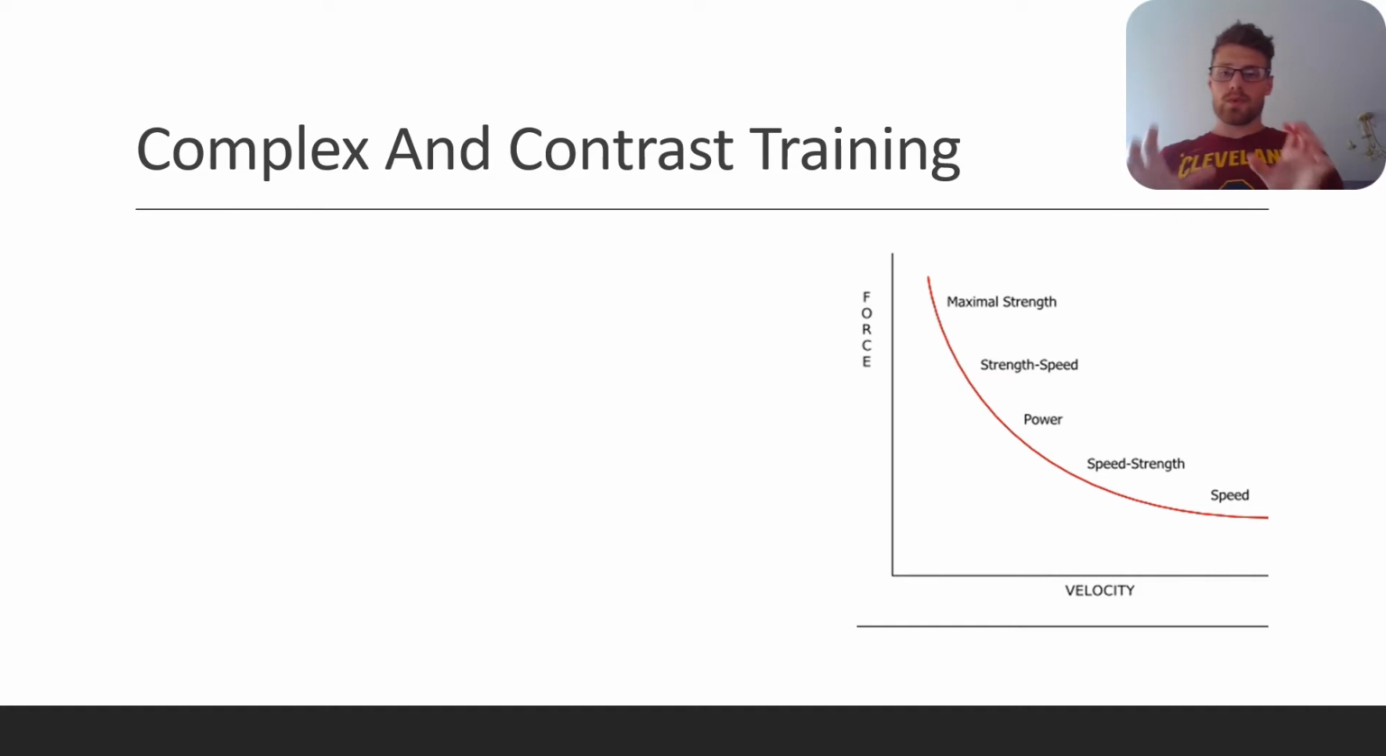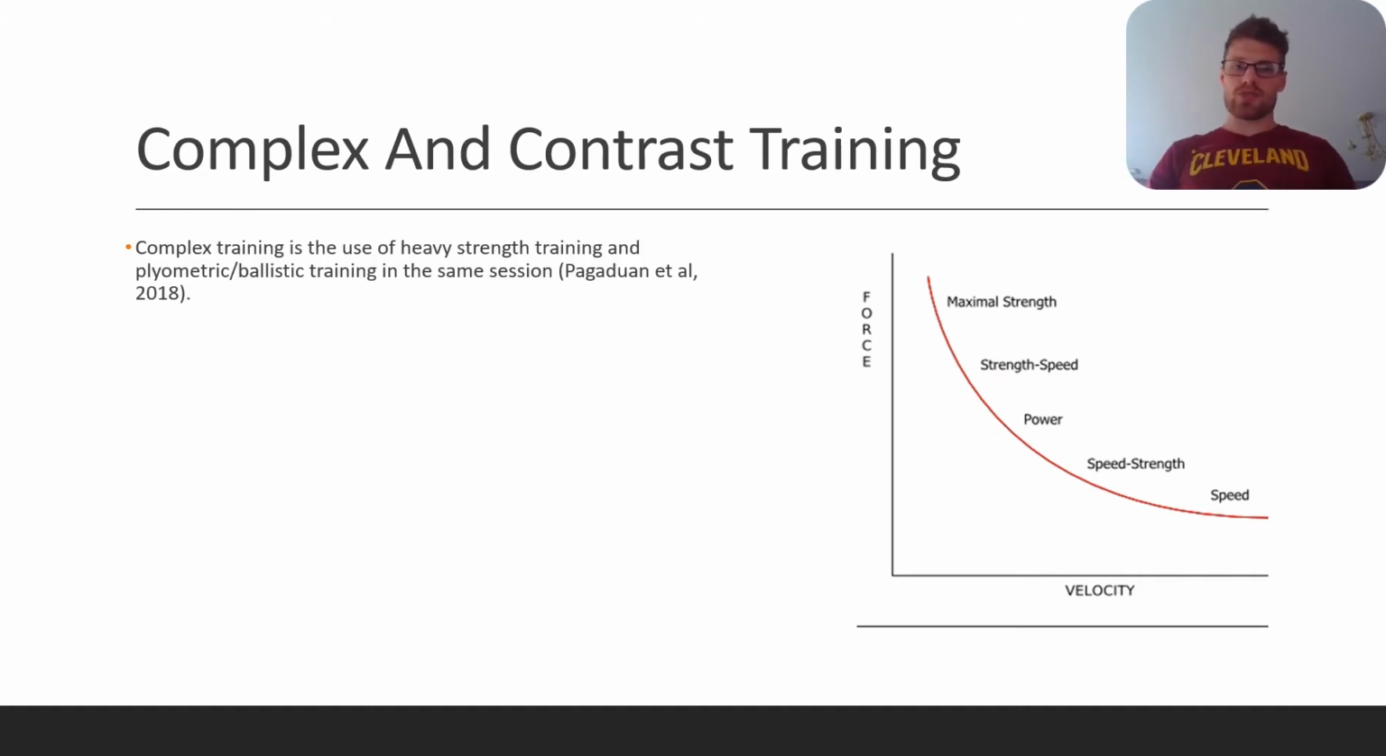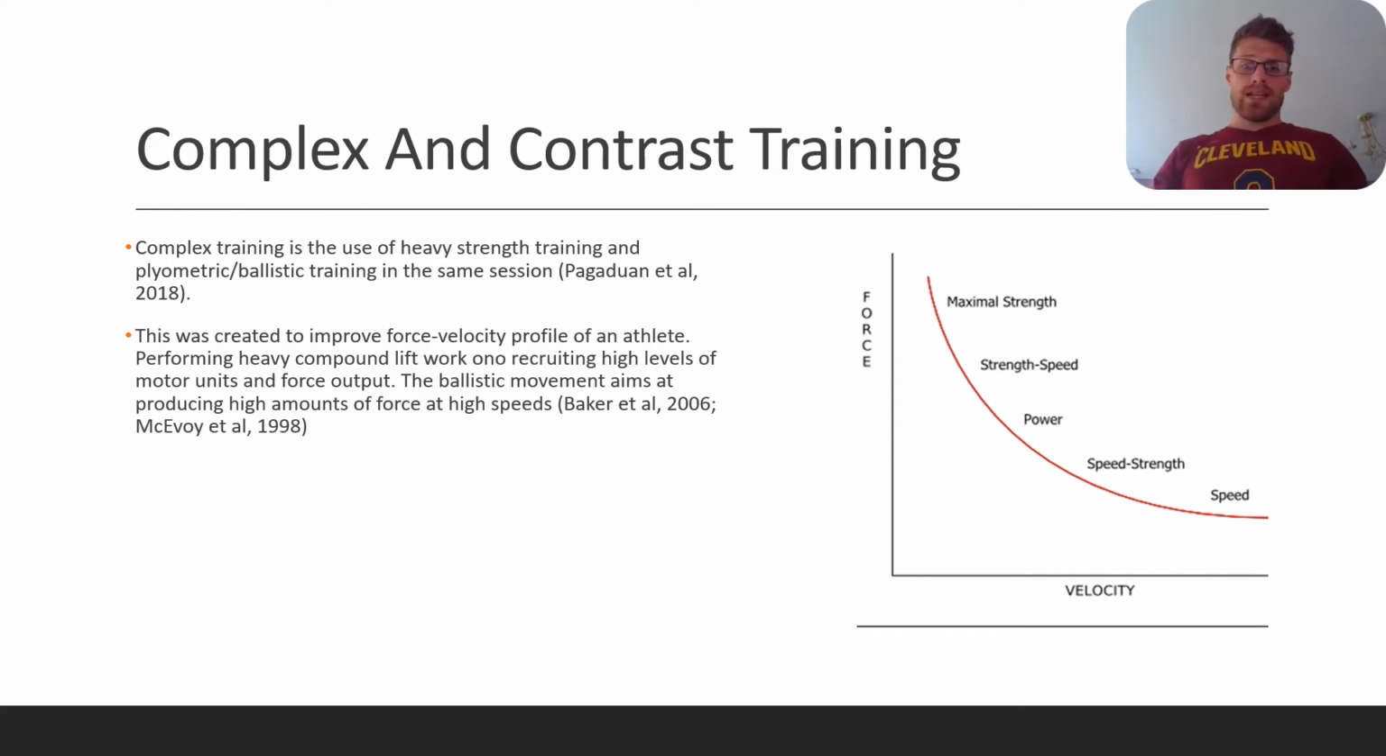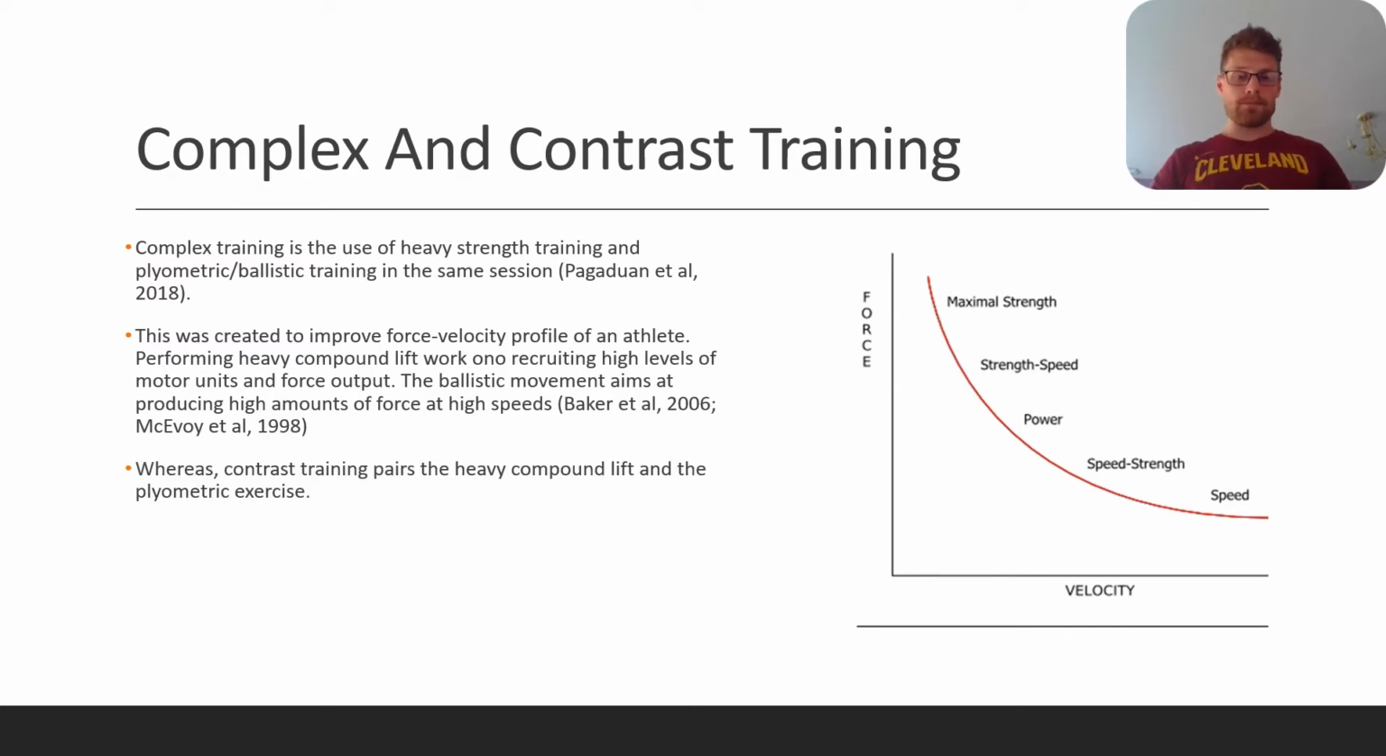So really, we have to bring it back and look at what FCT brings together: complex and contrast training methods. The complex training method is one where you use heavy strength exercises and a plyometric or ballistic training in the same session. So not back to back, but in the same session. This was created to improve the force velocity profile of an athlete, so performing a heavy compound lift works on recruiting high levels of motor units and greater force output, and then that plyometric movement aims at producing high amounts of force at high speeds.